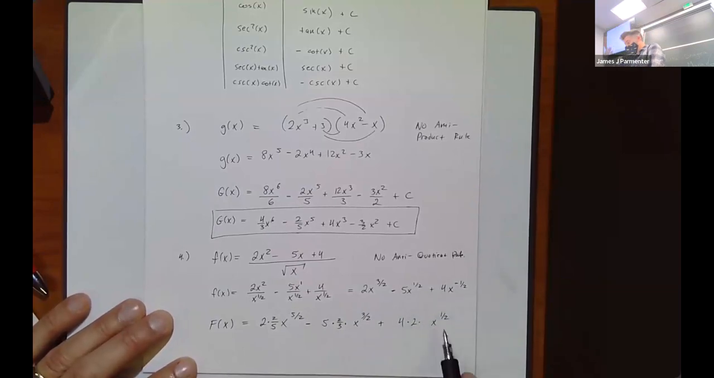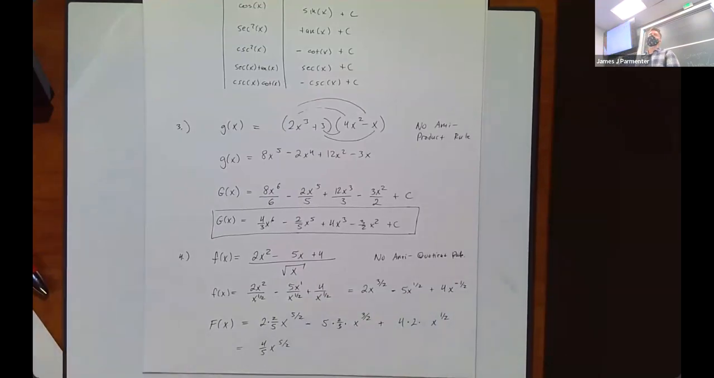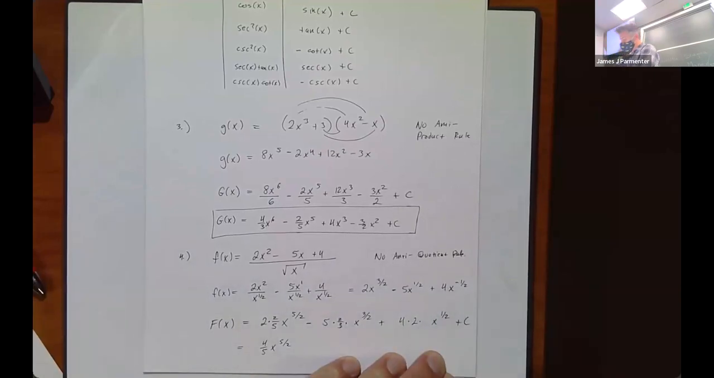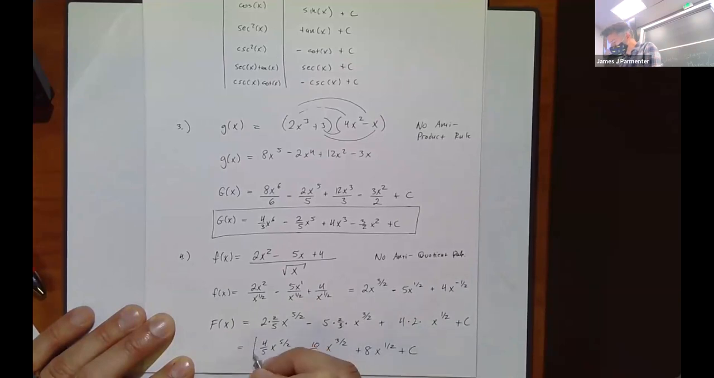Instead of dividing by 1/2, I multiply by the reciprocal. So dividing by 3/2, I multiply by the reciprocal. So dividing by 5/2, I multiply by the reciprocal. And then, yes, we simplify. We get 4/5 x to the 5/2. Oh, what did I forget? Plus c. I did the antiderivative. I need to write the plus c. And then I get a minus 10/3 x to the 3/2 plus 8 x to the 1/2 plus c.